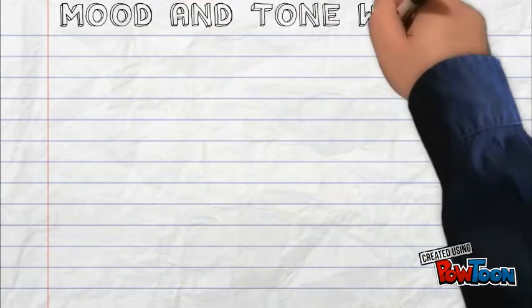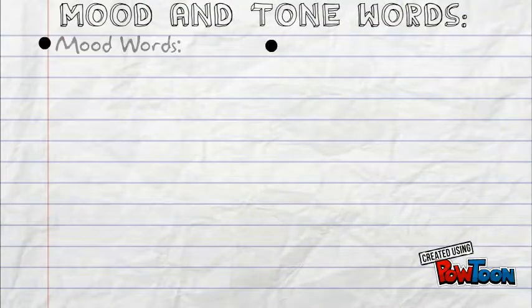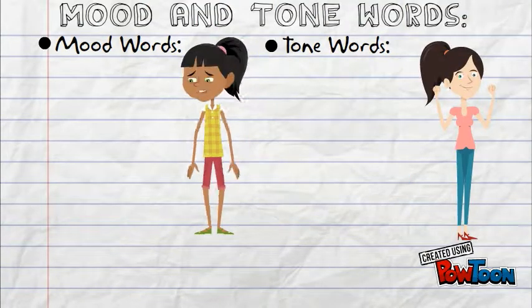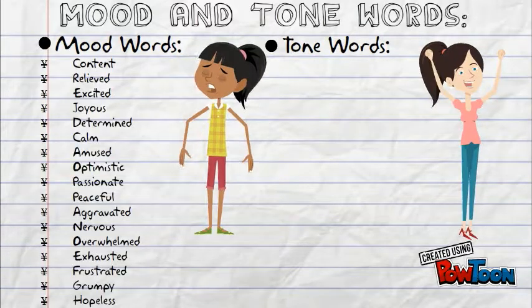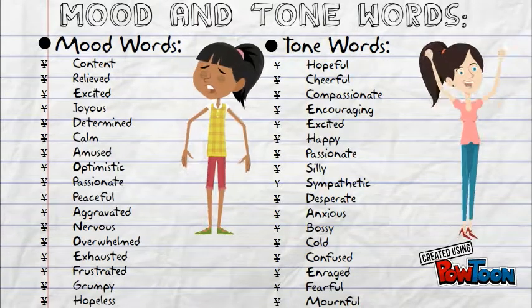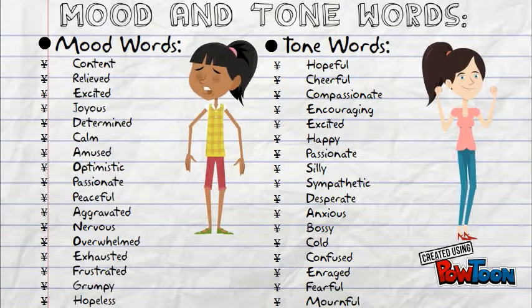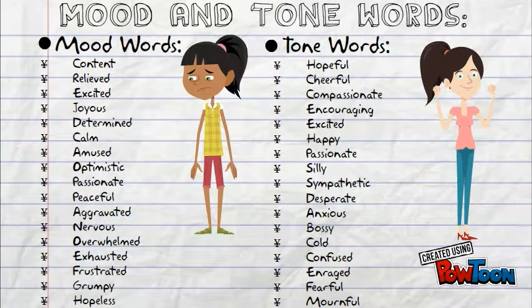There are a variety of words you can use to describe mood and tone. View the mood words and the tone words below and become familiar with how you can describe the mood and tone of a work of literature.